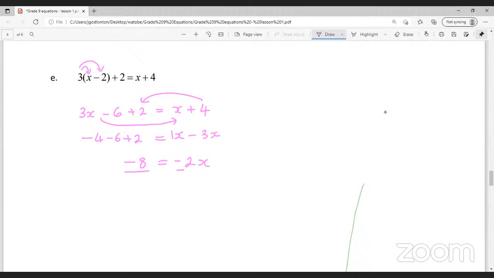Do we want negative 2? Thank you. And so what's x going to become? 4. Beautiful. Well done. Excellent. That was a tough question. Good job.